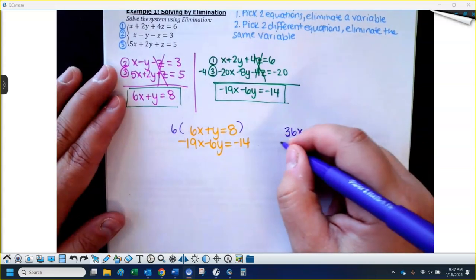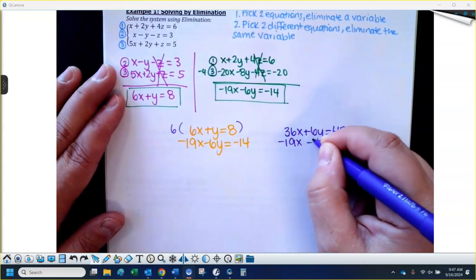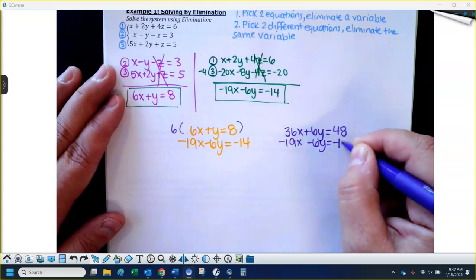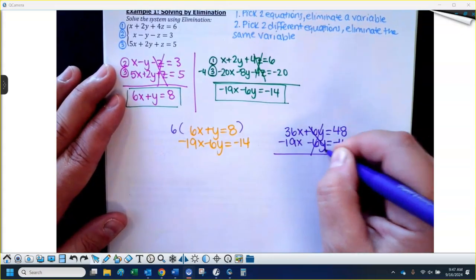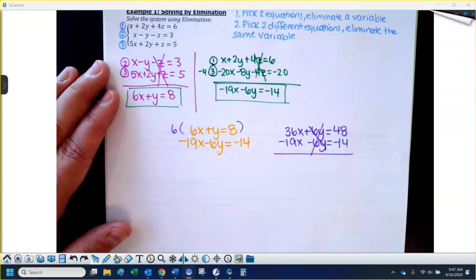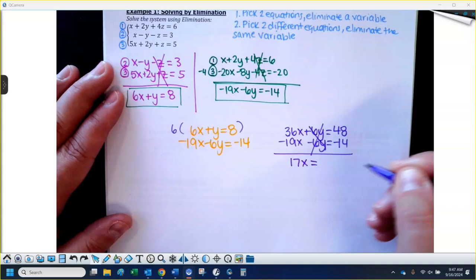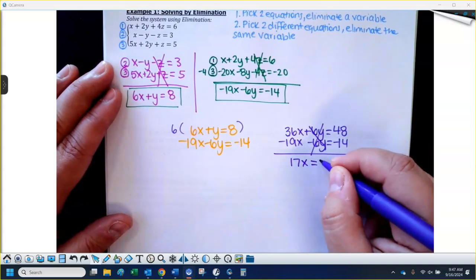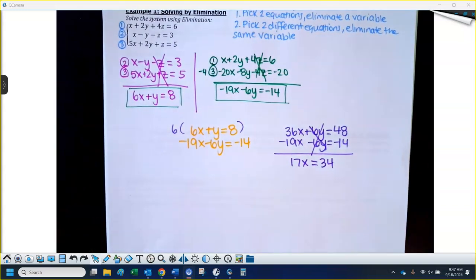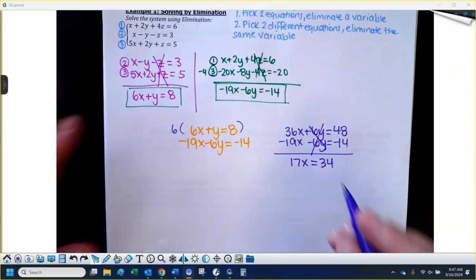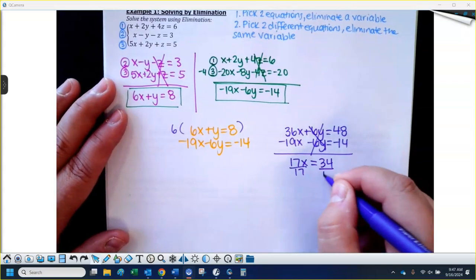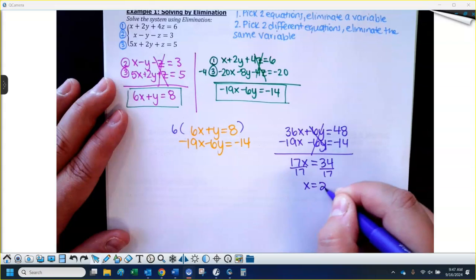If I do that, then I get negative 19x minus the 6y minus 14 here. The y's go, oh my goodness, what is that? 17x and 34. And then this is a nice number. I'm going to divide both sides by 17 real quick, and x will be 2.